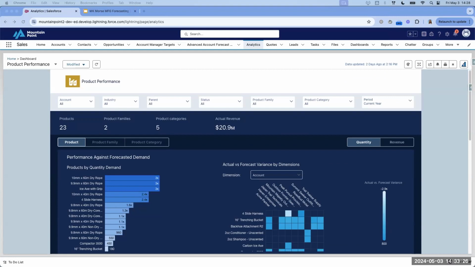So I'm going to switch gears a little bit, and I'm going to take you into account manager targets. Like I mentioned, this functionality is going to allow for your regional directors to take their sales goals for revenue and or quantity and distribute that down to their teams.